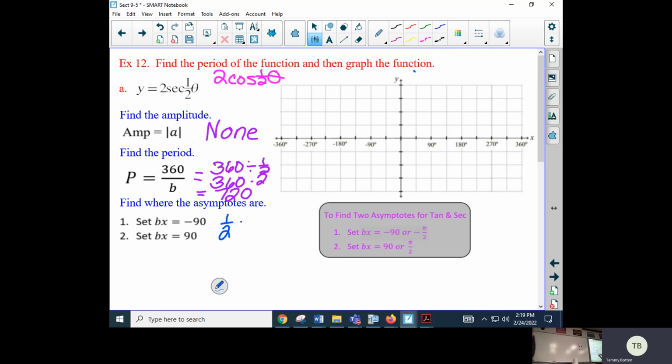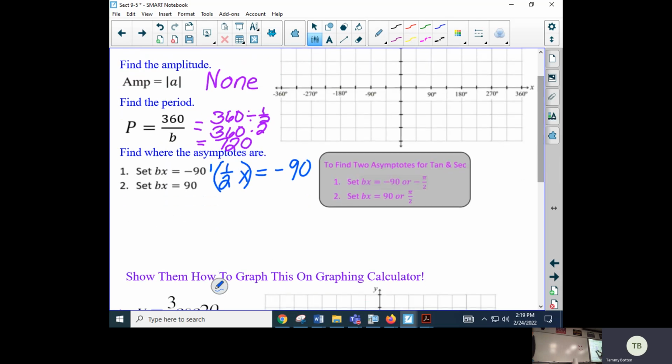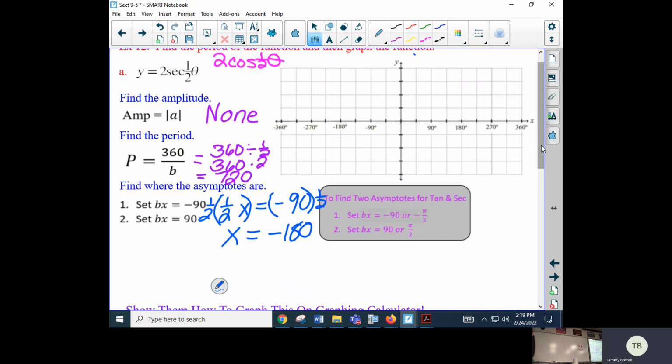And then we can do this. Let's do 1/2 x equals -90, okay? And to do that, we would multiply each side by 2. So what this is saying is that you're going to have a vertical asymptote at -180 right here. And then you can also do 1/2 x equals +90. And when you multiply that by 2, you're going to have one at +180 over here.